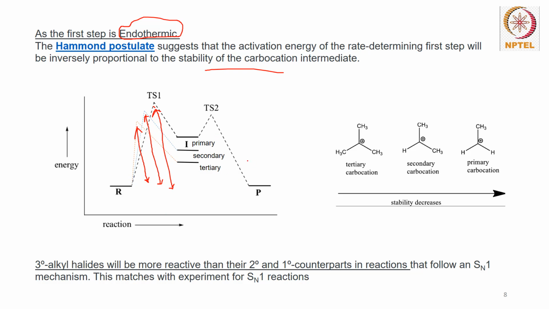This is not the rate determining step. Here the primary has less activation energy than the tertiary, but this is not the RDS, that is, this is not the rate determining step. So the reaction is not controlled by this part. The reaction is controlled by this part only. If you consider this one as the RDS, then your concept will be totally reversed, because in that case this will have less activation energy, so it should react faster.